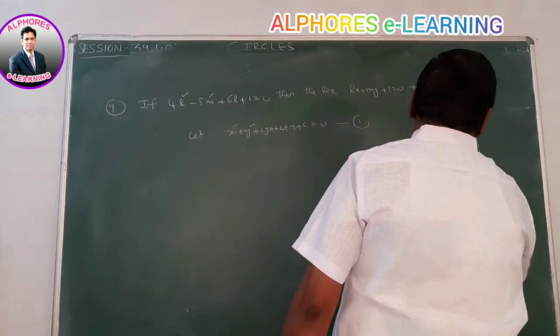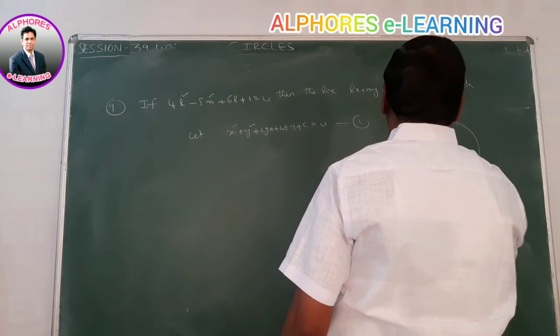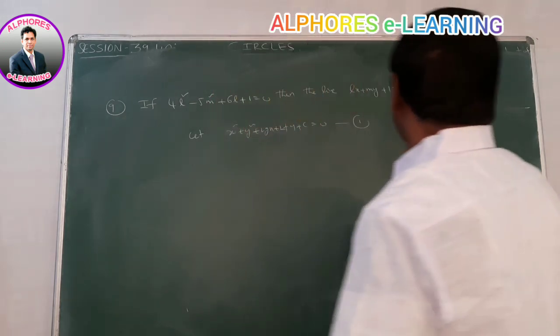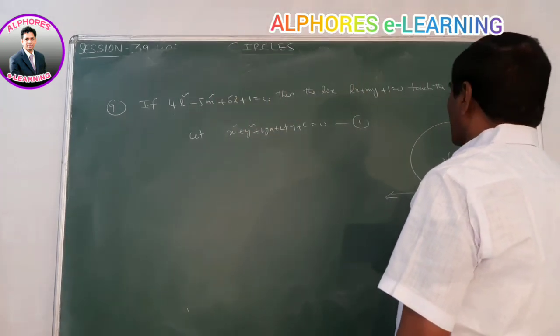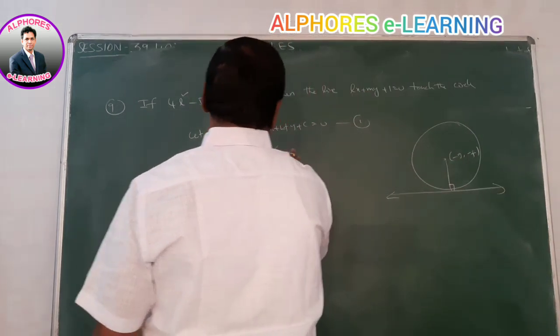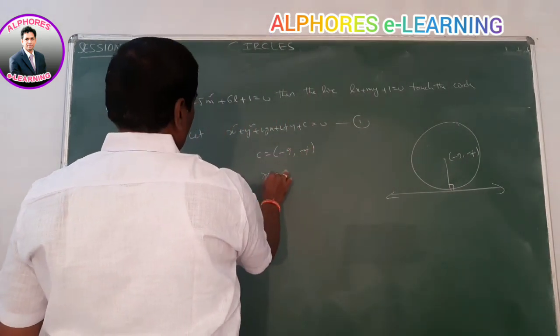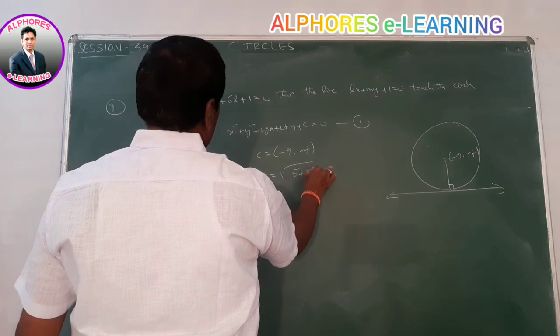What is the condition? If the line touches the circle, we know that d is equal to r. Here the center of the circle is minus g comma minus f and the radius of the circle is root over g square plus f square minus c. Center of the circle minus g comma minus f, r is equal to root over g square plus f square minus c.